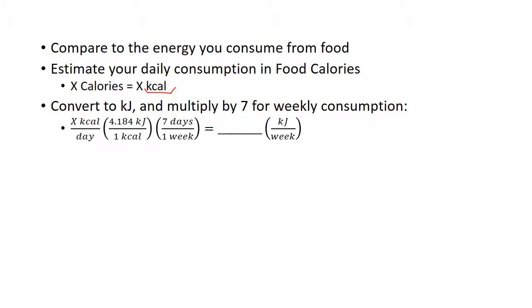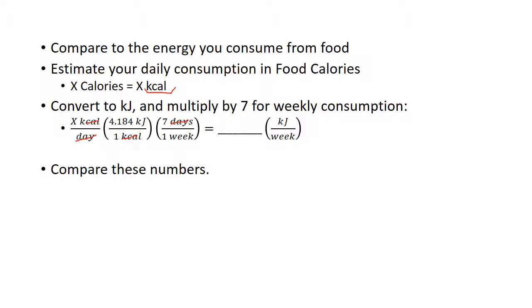That calculation is illustrated here. However many calories or kilocalories you eat in a day, use this conversion to convert kilocalories to kilojoules, and then we want to go from kilocalories per day to kilojoules per day to kilojoules per week, so we can use the conversion 7 days is equal to 1 week. Days cancels, and we'll end up with a unit of kilojoules per week for that. So do that calculation, write down your answer.